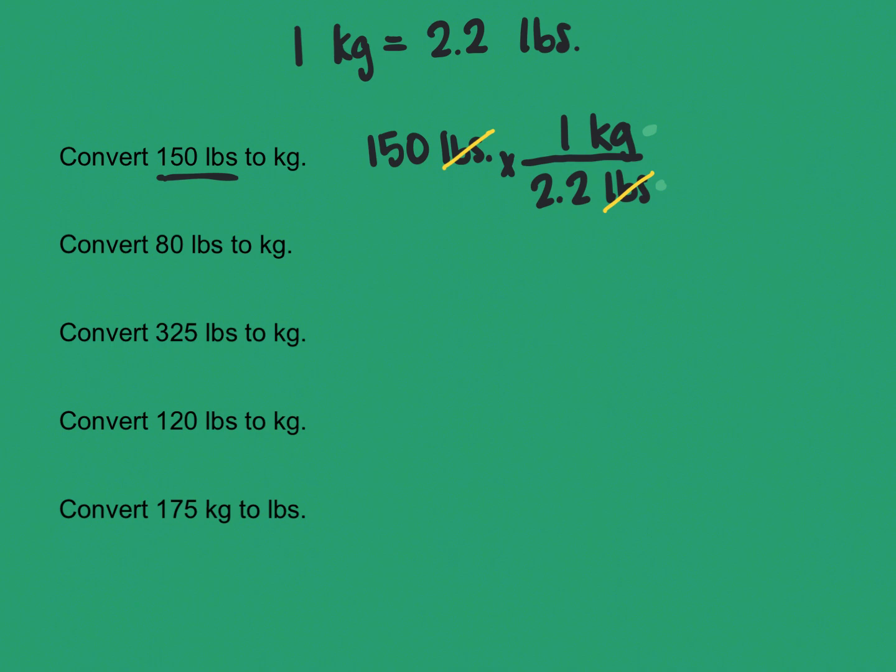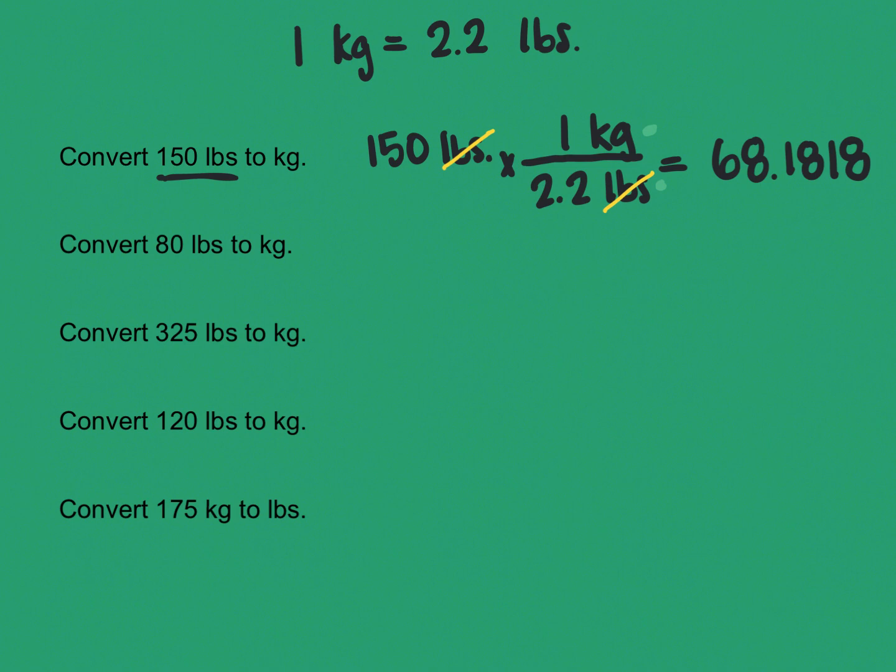So let's now solve this question by just getting out our calculators and doing the math. Remember, first you should multiply across the top. So you're going to get 150 times 1. That's equal to 150. You can then take 150 and divide by 2.2 pounds. So 150 divided by 2.2, that is equal to 68.1818 repeated.